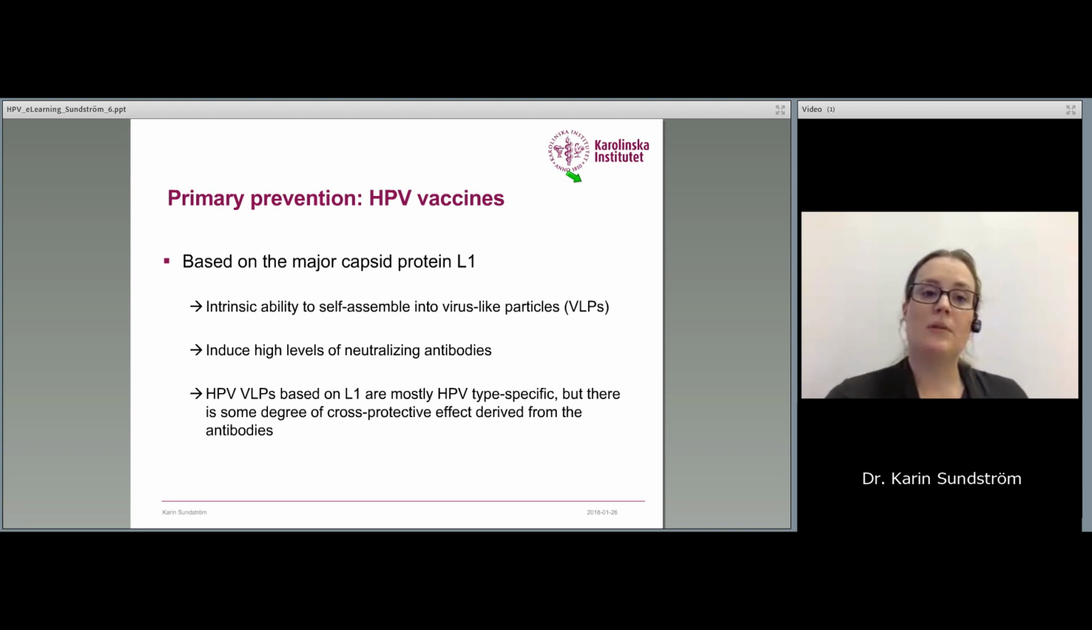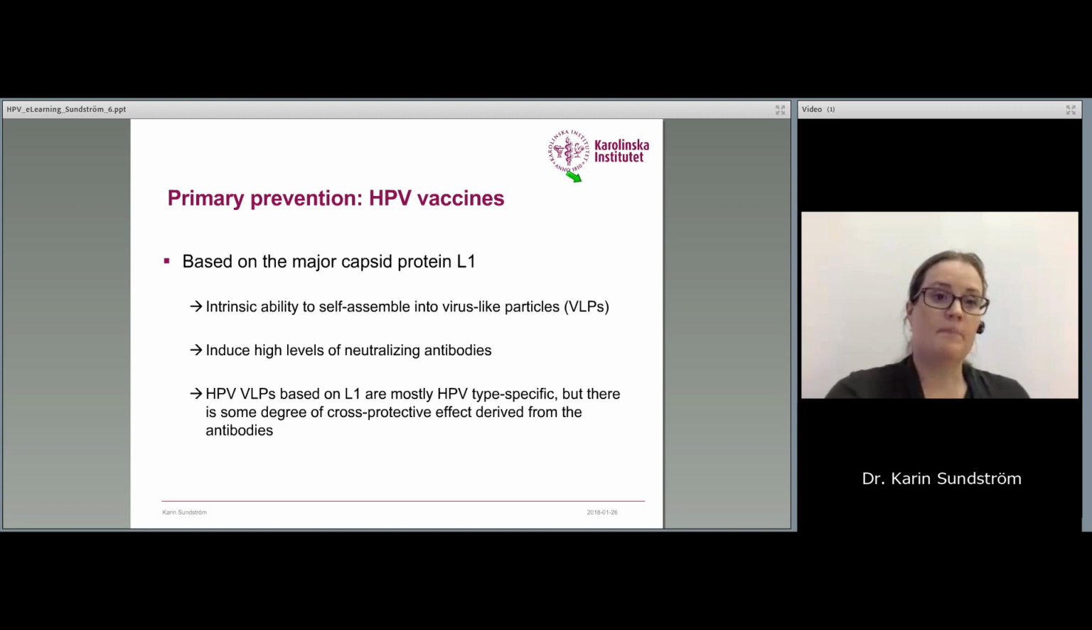So I will now move on to primary prevention, that is HPV vaccines, because they are the most recent development. And this is a very strong and positive addition to the prevention battery we already have available through screening, such that we can hopefully attack cervical cancer and other HPV-related diseases from two ends.